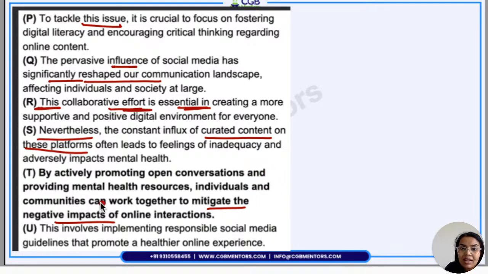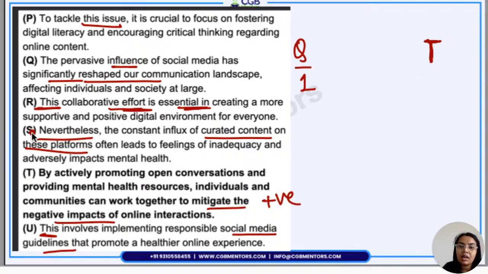Okay, that's the part where I can say it is a positive sentence. This involves implementing responsible social media guidelines. So ऐसा क्या होगा that could involve implementing social media guidelines that promote a healthier online experience. So first of all, no doubt Q is the first one, है ना? We have Q, that is the first one, and then we have T, which is the fifth one.